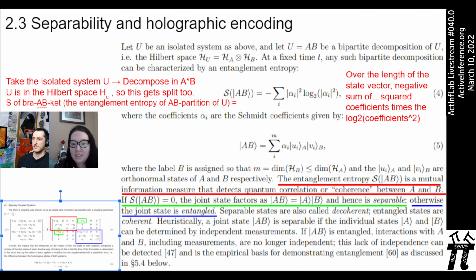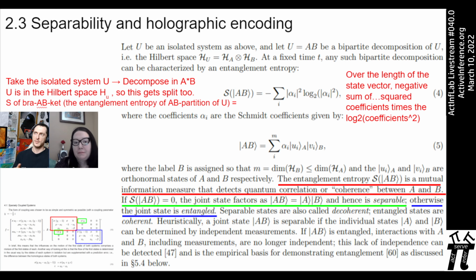Cool. One sentence on this page that I think is important is underlined here. The entanglement entropy is a mutual information measure that detects quantum correlation or coherence between A and B. And so that defines separability, and whether a system is separable or entangled. Separable states are also called decoherent, and entangled states are also called coherent. Just to point out as we go forward and dive a little bit deeper into the math.